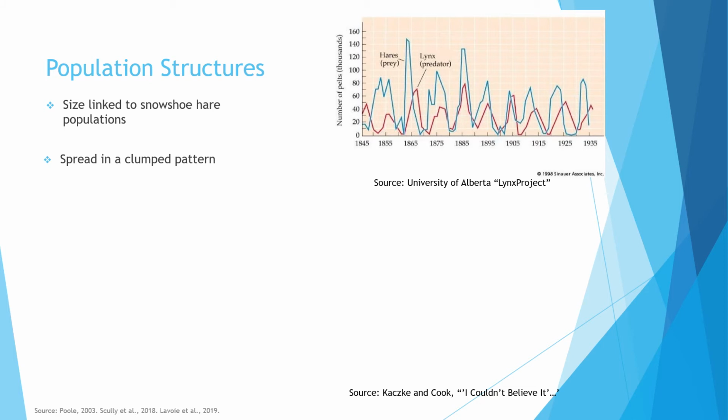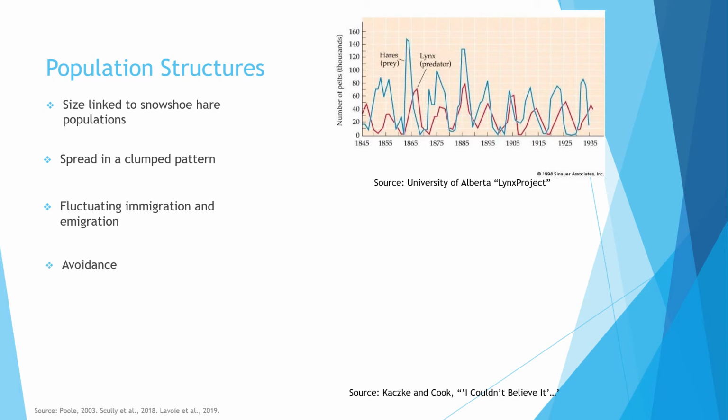Canadian lynxes are spread through their range in a clumped geographical pattern. This clumped pattern is typically centered around large populations of prey. Immigration balances emigration when the lynx populations are drastically increasing. However, emigration rates are greater than immigration rates when the prey population declines.